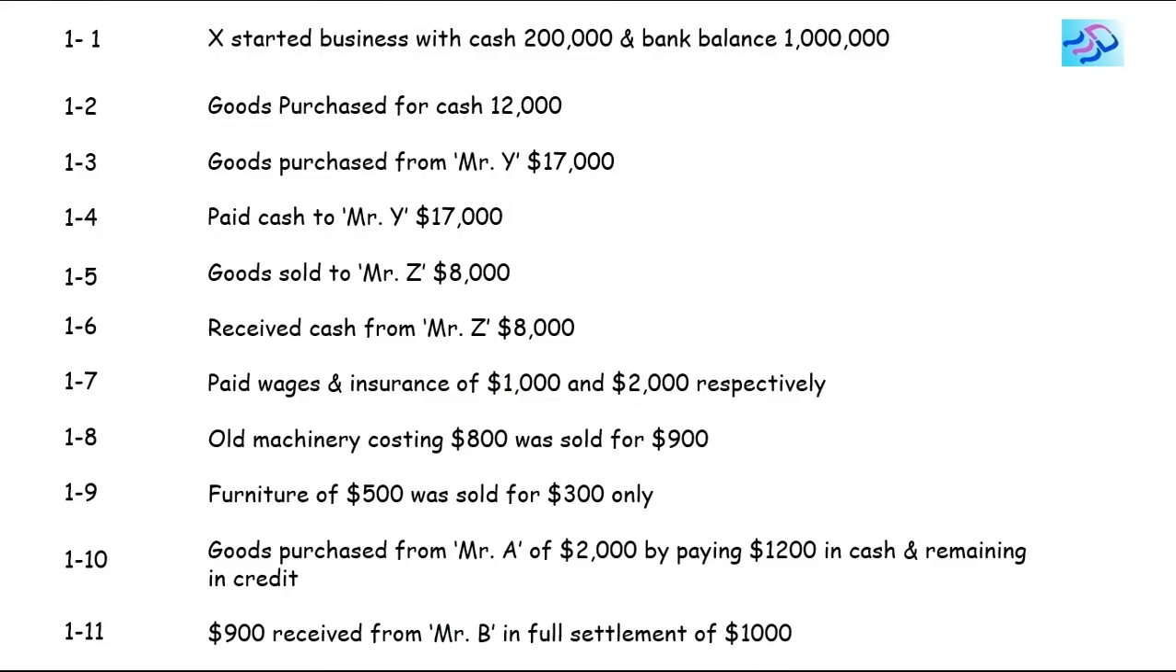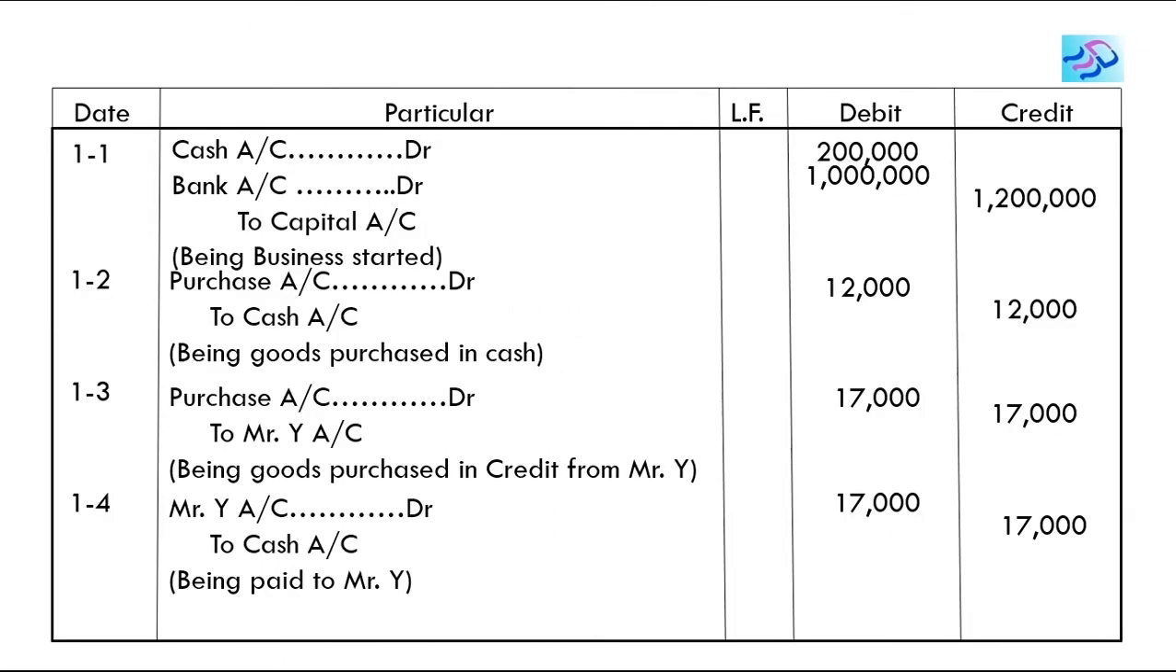So let's start. The first one is X started business with cash 200,000 and bank balance 1 million. The journal entry for this will be cash account debit, bank account debit to capital account. Cash account debit 100,000, bank account debit 1 million to capital account 120.